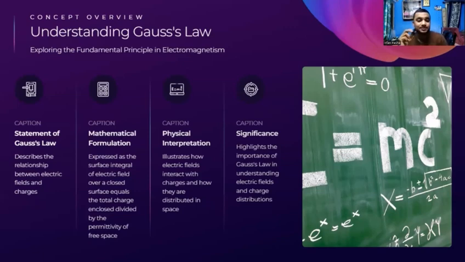Next. The statement of Gauss law describes the relationship between electric fields and charges. Simple. The Gauss law gives a relationship between the electric field and the charges. I hope this is easy to understand. It's just a relationship between the electric fields and the charges. Charge and the field, the relationship of these two is Gauss law, right? The mathematical formula is expressed by the surface integral of the electric field over a closed surface equal to the total charge enclosed divided by epsilon, that is, the permittivity of free space, right?